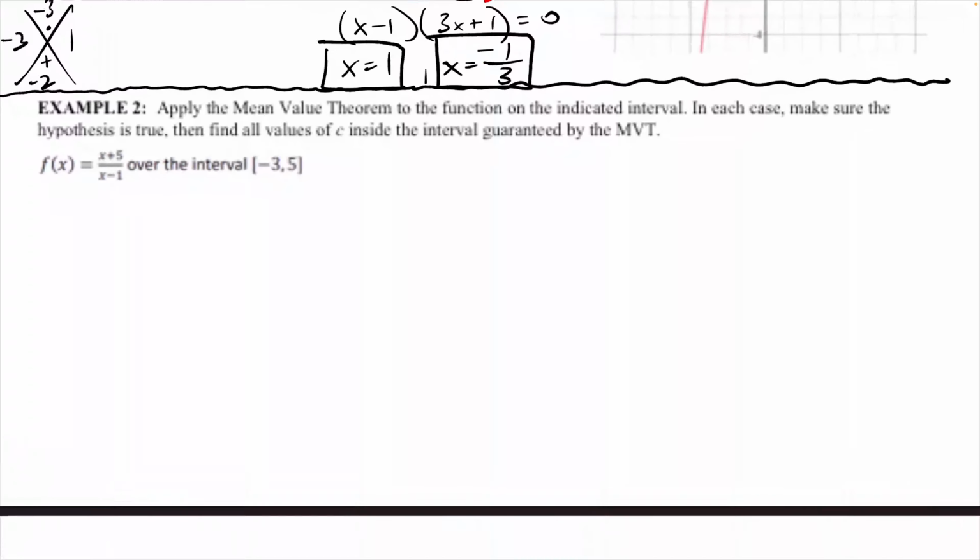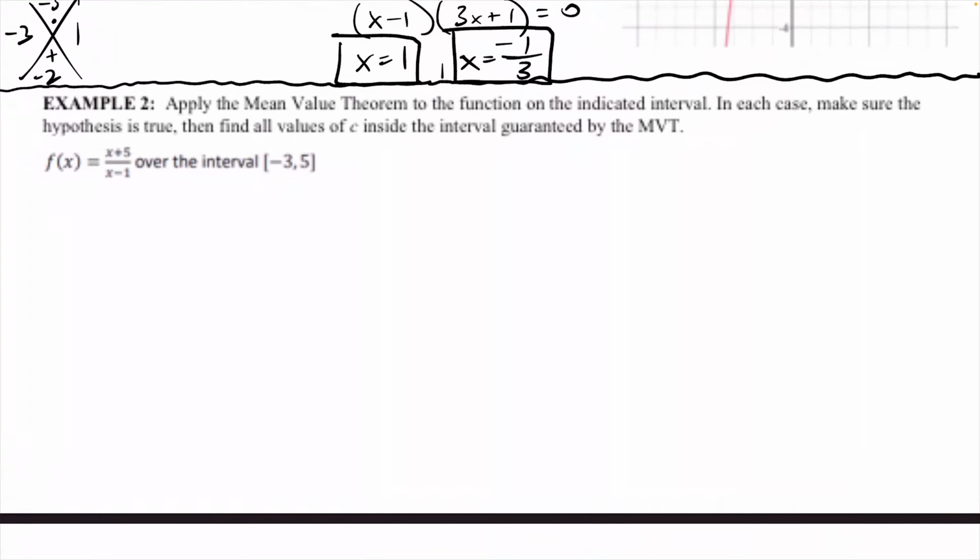All right, so number 2. Apply the mean value theorem to the function on the indicated interval. So the interval is from negative 3 to positive 5. In each case, make sure the hypothesis is true. Make sure that we can use the mean value theorem or it doesn't apply here. Then find all values of c inside the interval guaranteed by the mean value theorem.